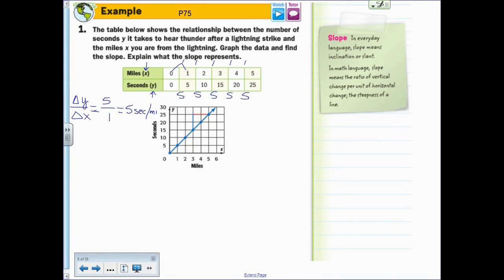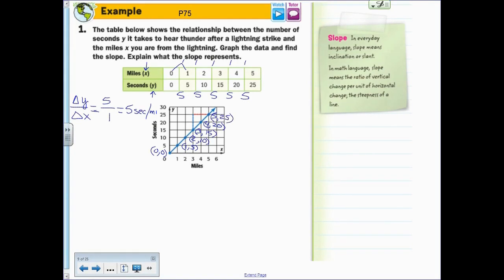So let's take a look at how this would look like on the graph. We have 0, 0 graphed down here. We have 1, 5 graphed here. We have 2, 10 graphed here. 3, 15 graphed here. 4, 20 graphed here. And 5, 25 graphed here.